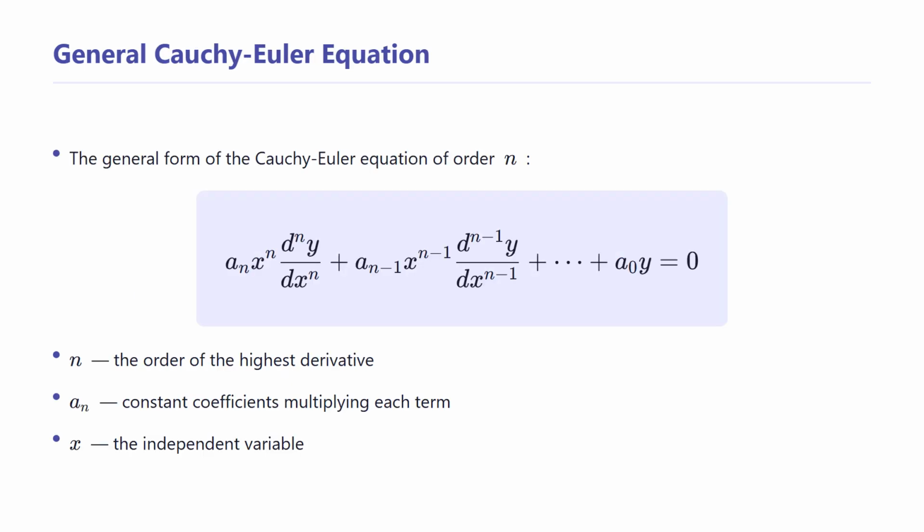This brings us to the formal definition. Here is the general nth order Cauchy-Euler equation. Notice how the nth derivative is multiplied by x to the power of n, the n-1 derivative by x to the power of n-1, and so on. The a sub n terms are just constant coefficients. When x increases, the variable coefficients grow, but the structure ensures that a simple power function will balance perfectly across all terms.